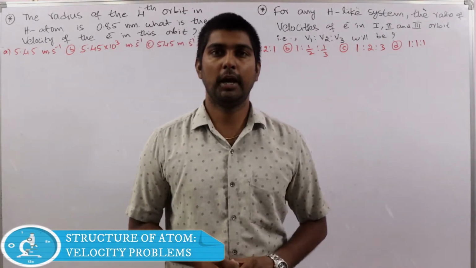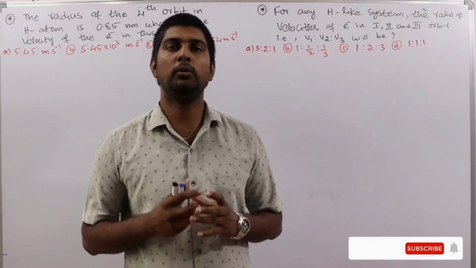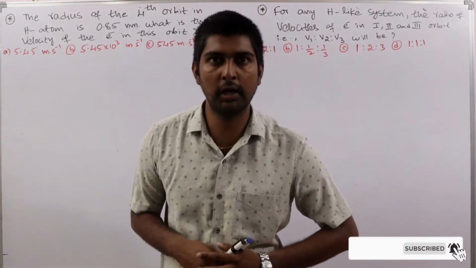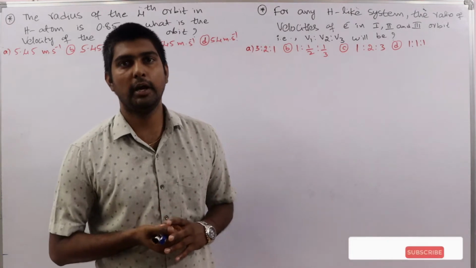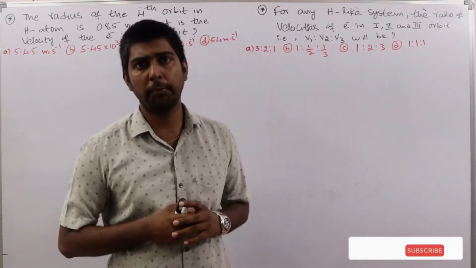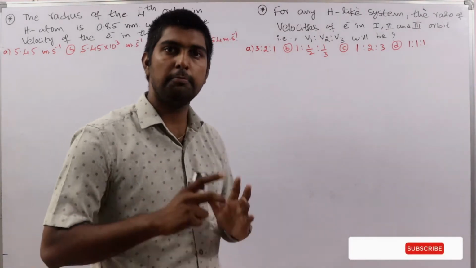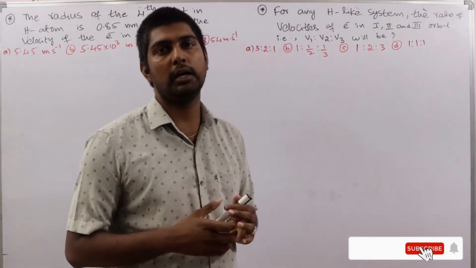So in this lecture we are going to discuss the different types of problems on how to calculate the velocity of the electron. In the previous lecture we discussed how to calculate radius. 5 different and important models we have discussed. So here we are going to discuss the important models related to the velocity.